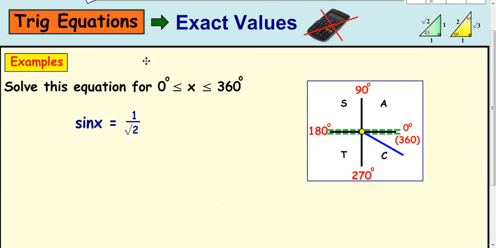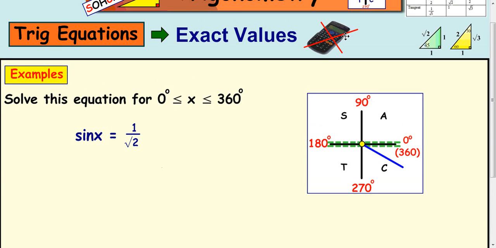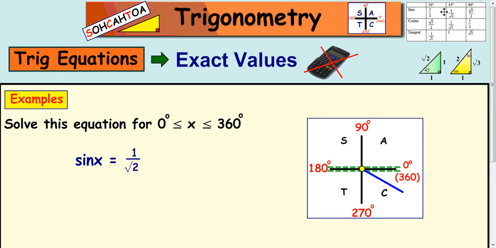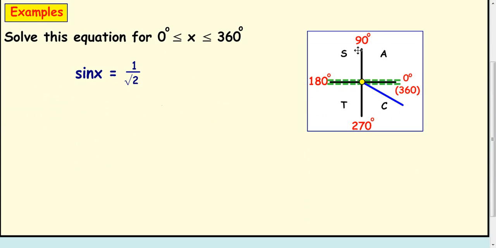In this next example, we're going to look at trig equations involving exact values. So this is non-calculator work for the trig equations. From previous lessons, we need to know the table, or we could do a quick sketch of either of these triangles to get our exact values. Use one of the two techniques. Apart from that, the rest of the process is exactly the same as we did before.